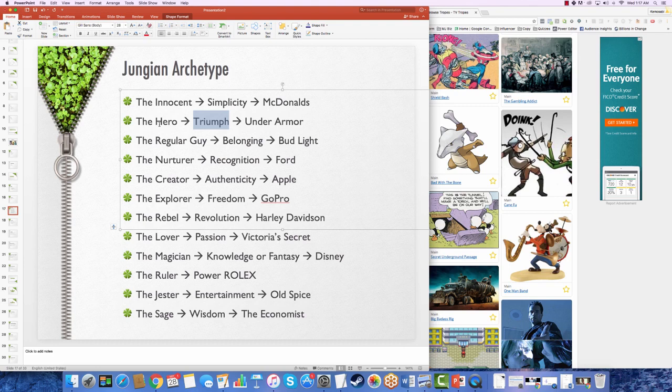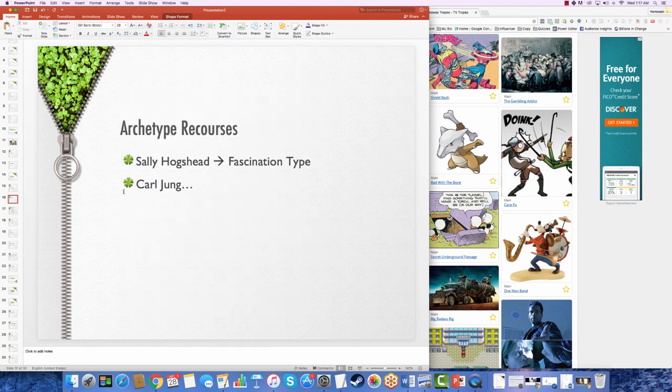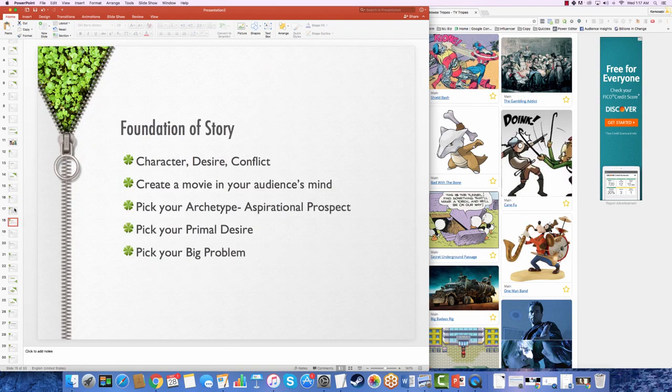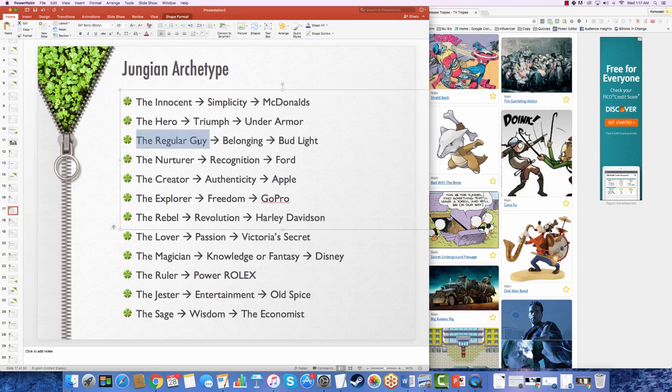The next one is the regular guy. The regular guy corresponds to, obviously, the reluctant hero and even the hometown boy made good. So the regular guy here exemplifies the sense of belonging, the sense of being together with people. And being out with your friends, being in your hometown, your high school girlfriend, whatever it happens to be, it's this kind of nostalgic feel of belonging with your friends. And the best brand to do that right now, or one of the best brands, is Bud Light. All of their ads are centered around being out with your buds. So you can see that in their advertising, and you can see the archetype in the regular guy.